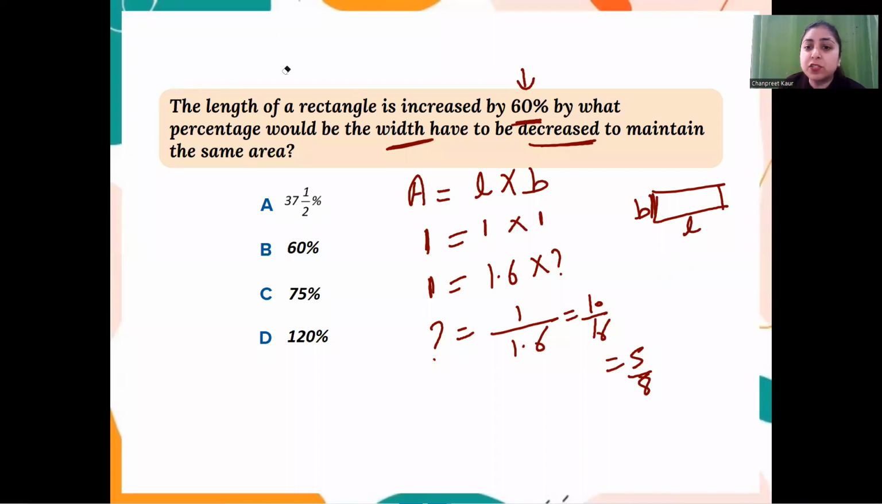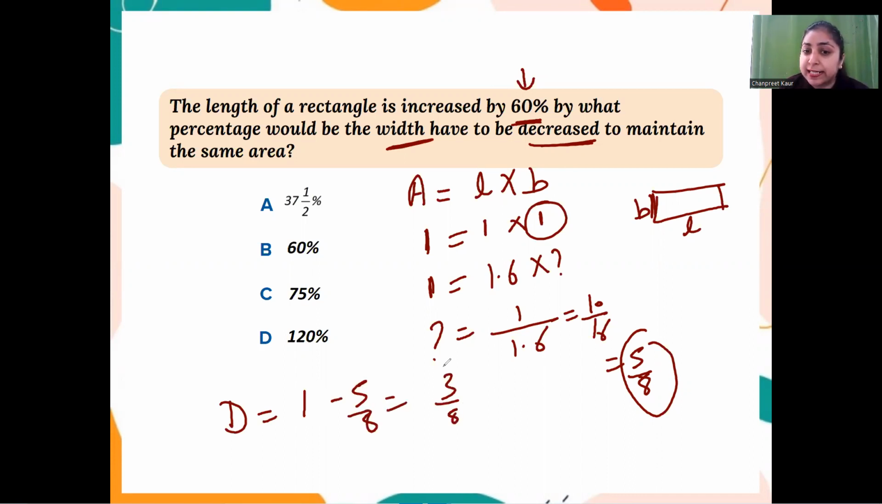So 5 by 8 means what? The breadth becomes 5 by 8. So what is the decrease? If breadth was 1, now it becomes 5 by 8. So there is a decrease of 3 by 8. They are asking about how much it is going to decrease. So it decreased by 3 by 8.